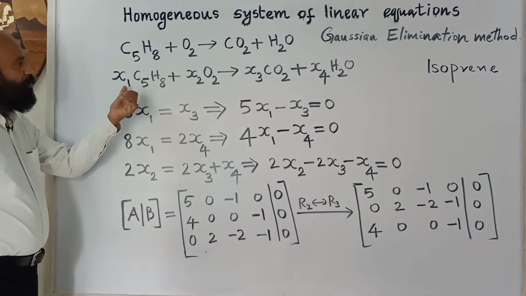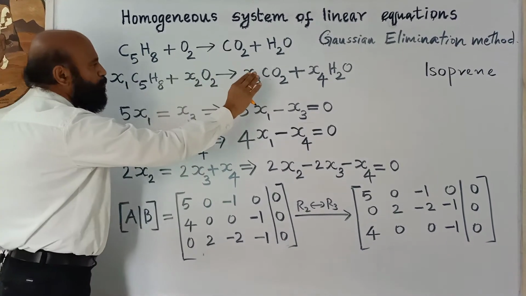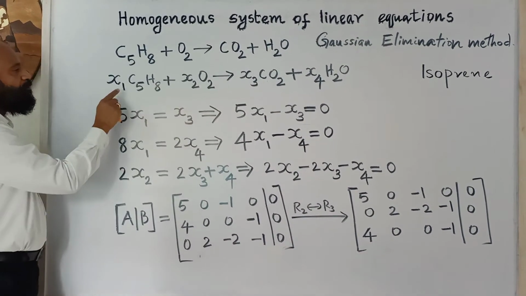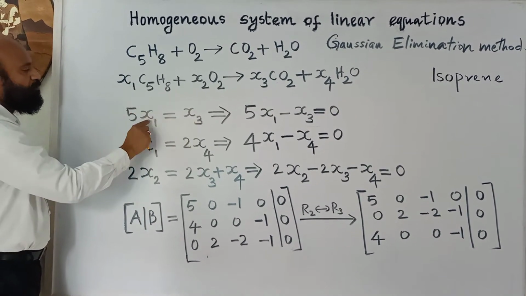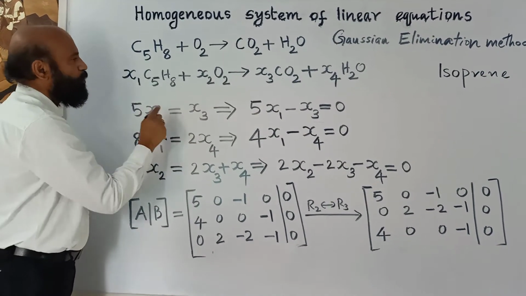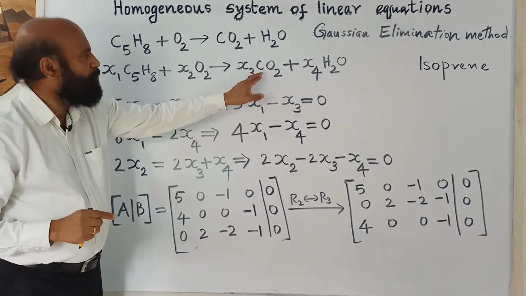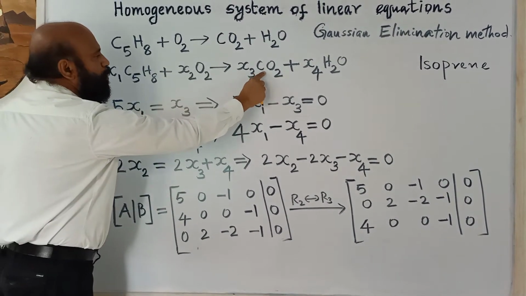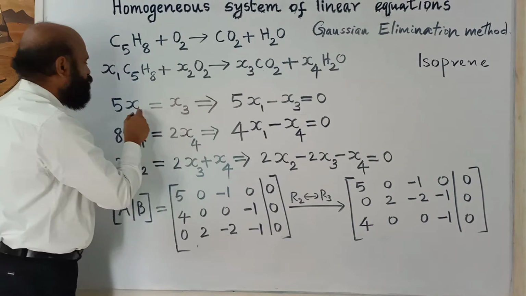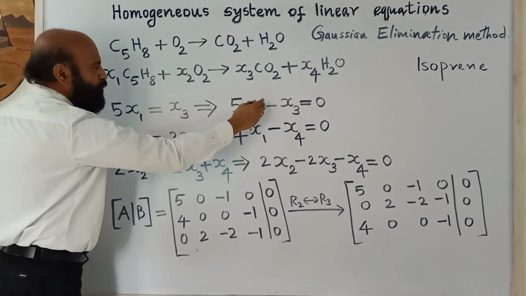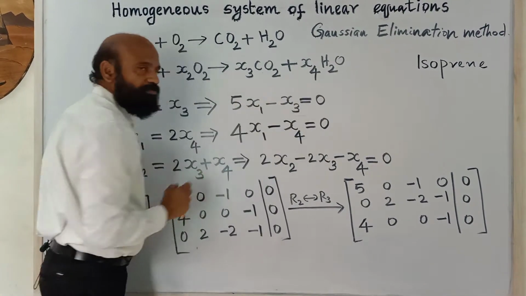Now you compare the number of carbon atoms on this side and the number of carbon atoms on this side. Here it is 5x1, which is equal to the carbon atoms on the product side, which is x3. After you rearrange, this can be written as 5x1 minus x3 is 0. So you are getting one equation.